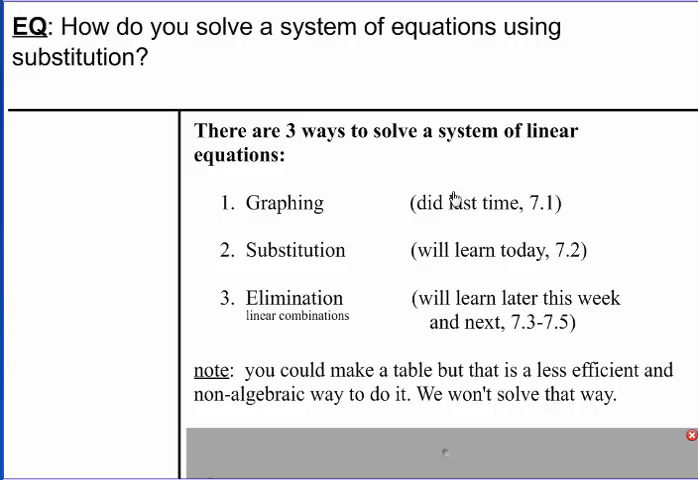Now, you could make a table, but that's less efficient and it's a non-algebraic way of doing it. We're not necessarily going to solve that way. The only time it might be okay to use is if you're doing a work sample, and as part of your reflection you verify that what you've done previously is the correct answer. Then you can make a table to verify that your answer from a different method is correct. Otherwise, we're not going to use the table much.